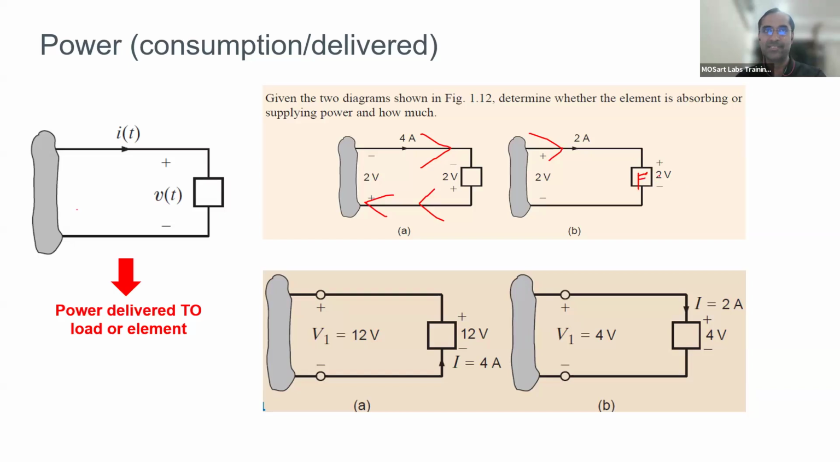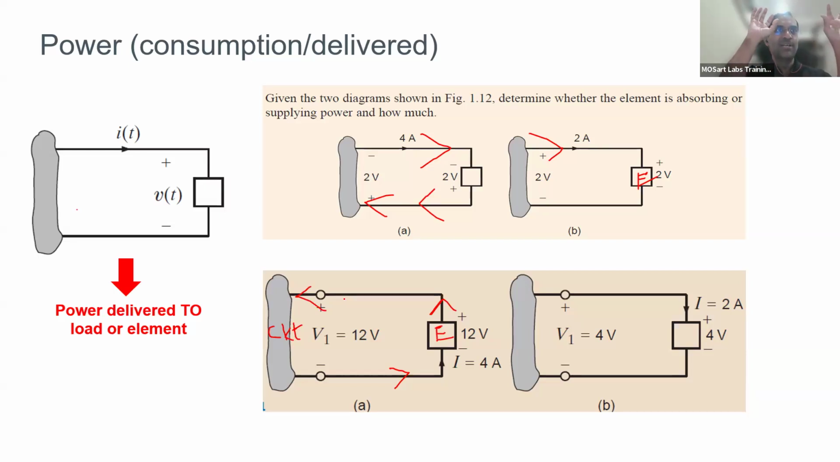Okay. Now, same thing. What about the bottom? Element is supplying, circuit is absorbing. Why is the element supplying? Because the current is in this direction. This means the current is coming out of the positive terminal of E. So E is the good battery. E is supplying the power and the circuit is absorbing the power. It is getting charged.